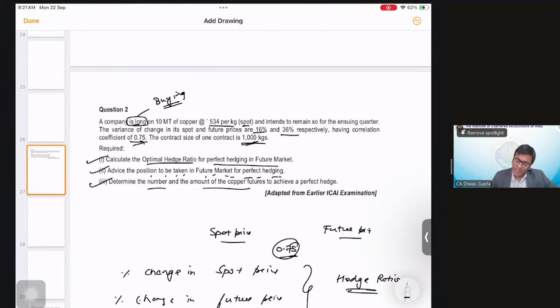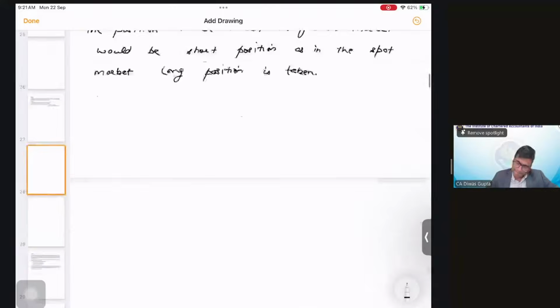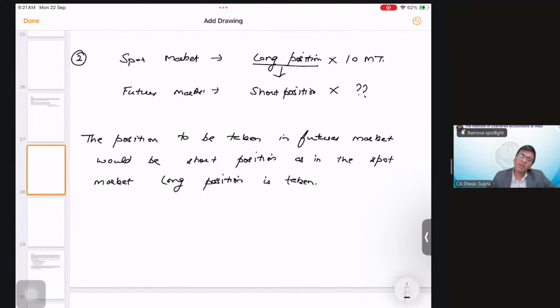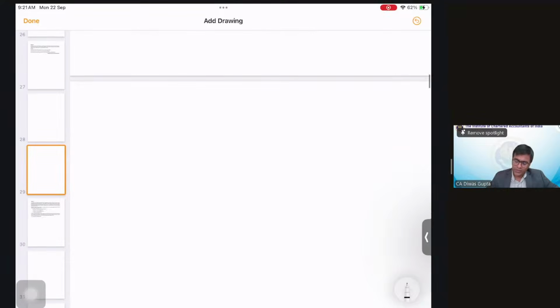They have given us that the contract size is 1000 kgs, right? So the number and amount we have to arrive at. I think the optimum hedge we used 0.5. The metric ton is 10 metric ton, 10,000. You multiply by 0.5, it will be 5 metric ton. One contract is equal to 1000 kgs, so 5 contracts, sir. Right. Very good. That's the correct answer. That's how it will be.